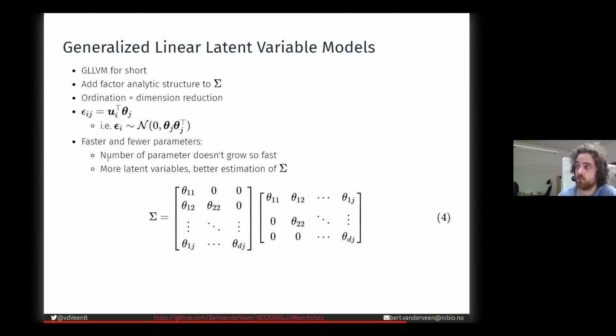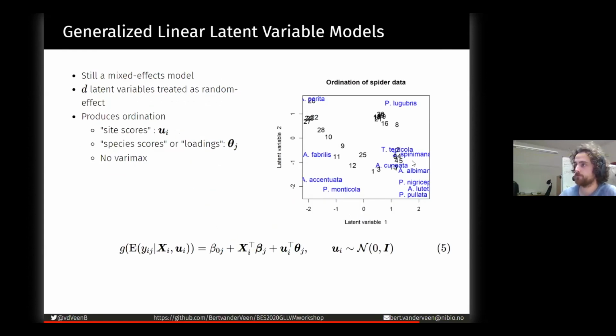That also means that if you have more latent variables, you get these things. So latent variables are in these vectors of theta and u. You get better estimation of sigma. And if you have fewer latent variables, you get less good estimation of sigma. So it's all about capturing the proper dimension of sigma in this case.